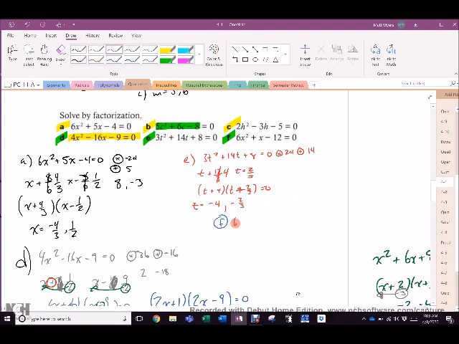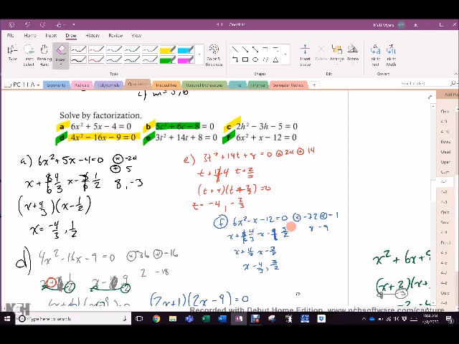And then F, 6x squared minus x minus 12 equals 0. Multiply to negative 72, add to negative 1, that's 8 and minus 9. X plus 8 over 6, x minus 9 over 6, simplify to 4 over 3, simplify to 3 over 2, x plus 4/3, x minus 3/2, which makes x negative 4/3 and positive three halves.